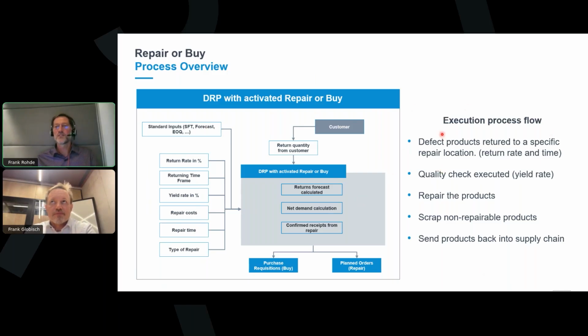This is the execution process flow, not so important from the planning point of view, but of course, these are the steps you need to consider in the execution, because planning will not repair the products, planning will not scrap the products, planning will not send the products back into the supply chain. So all of that is more or less an execution topic that needs to be designed along with the setup of the planning service.